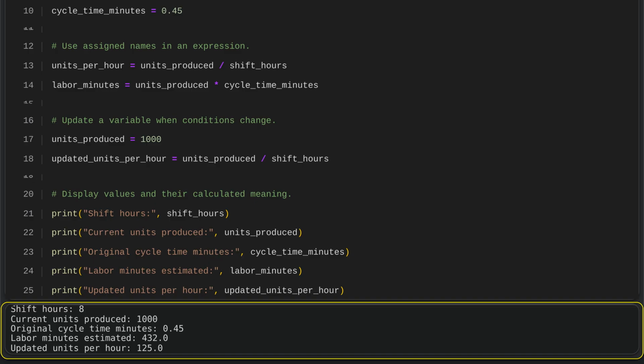This script shows how variables can store and update production data. It starts with shift hours, units produced, and cycle time, then calculates production rate and estimated labor minutes. After the units produced value changes, the script recalculates the production rate and prints the updated results, demonstrating how variable updates affect production metrics.